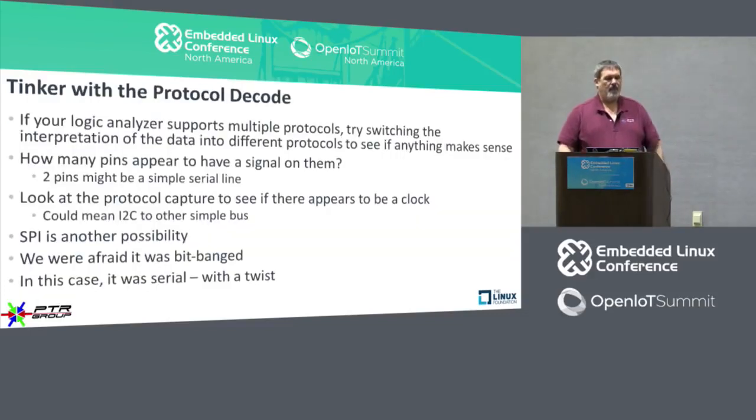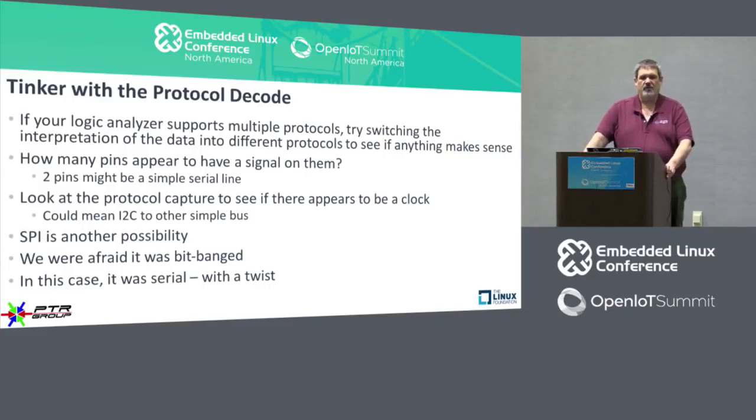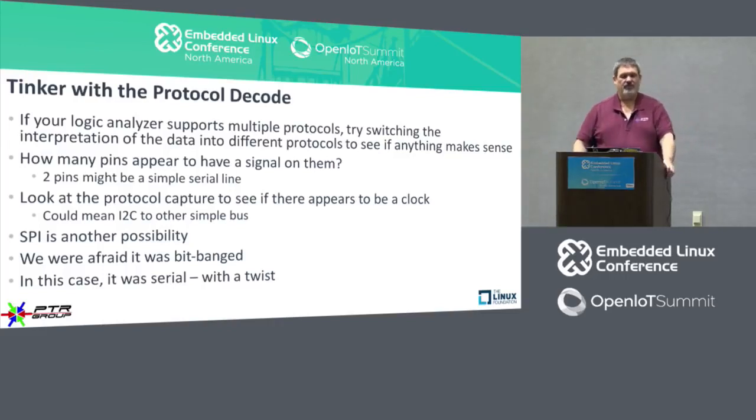Now, when you're trying to do a protocol decode, if your logic analyzer supports multiple protocols, try and switch. You've captured the data, just simply switch the interpretation. If you look at it as CAN bus, if you look at it as I squared C, if you look at it as normal RS-232 async, those kinds of things can be really helpful just to be able to see it. How many pins are involved with the signal?